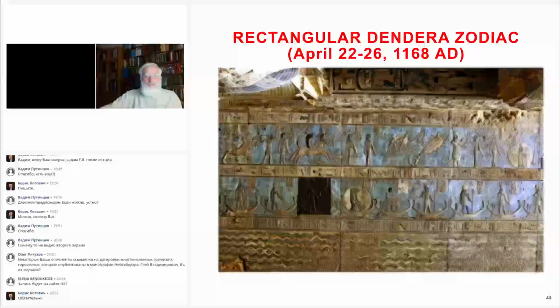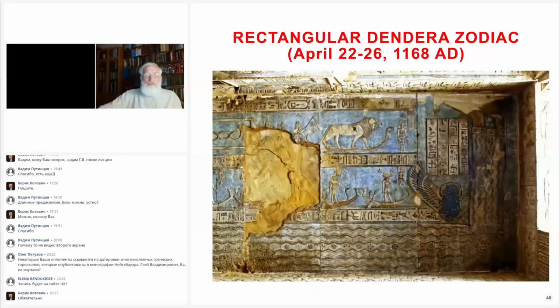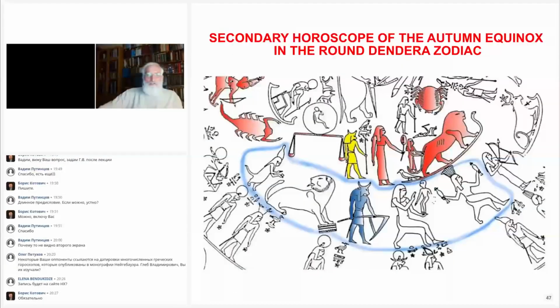This is the rectangular zodiac. This is the round zodiac. Red signs are the primary zodiac. Yellow represents the planets of the primary horoscope, and blue represents the secondary horoscope.